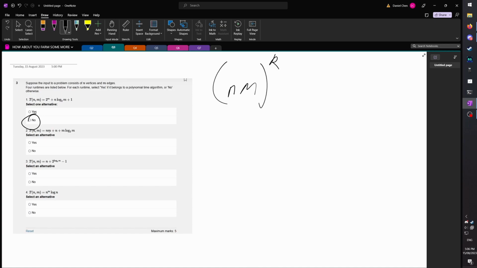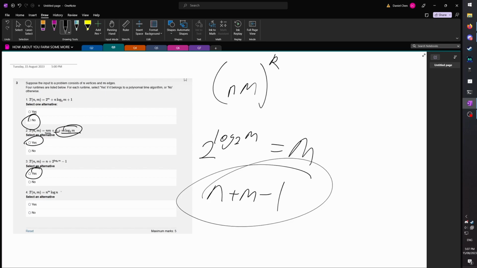Pretty simple. These are all polynomial terms, because this would just be, okay, log is still polynomial, it's still bound by this. So this would be yes, this would be yes, and the gimmick is just for question 3, where 2 to the log base 2 of m is just equal to m. So this is really just n plus m minus 1, and this is polynomial time.